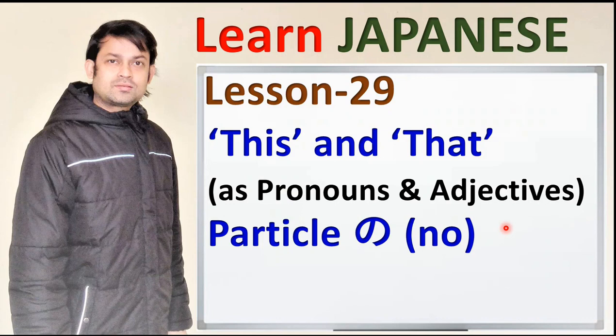Today is lesson 29. In this lesson we shall see how this and that are used as pronouns and adjectives in Japanese, and also we will take a look at particle no, which is used for expressing possession of something or belonging to something.